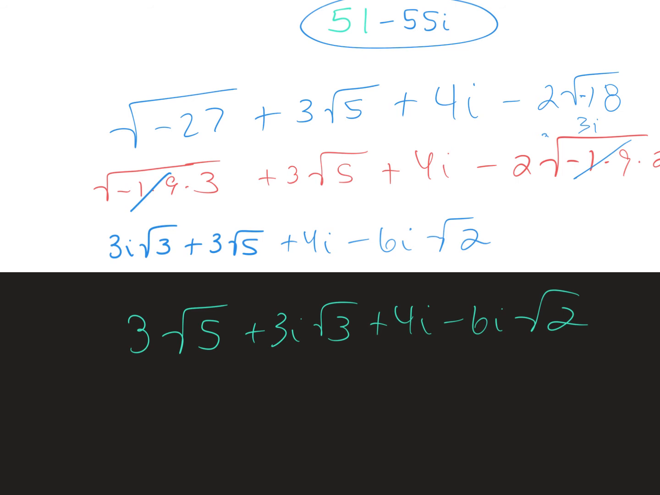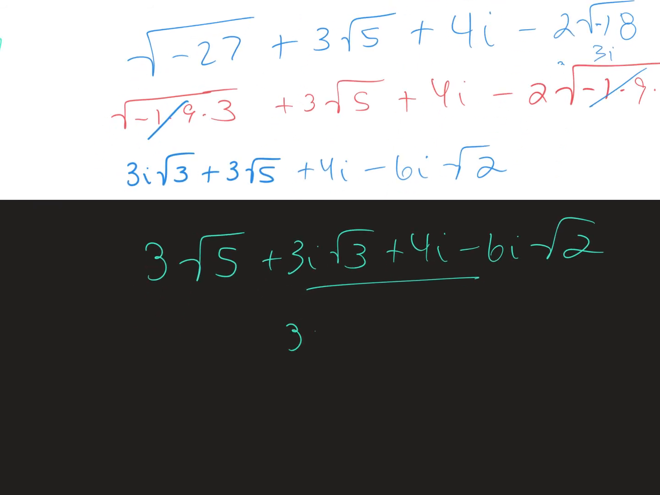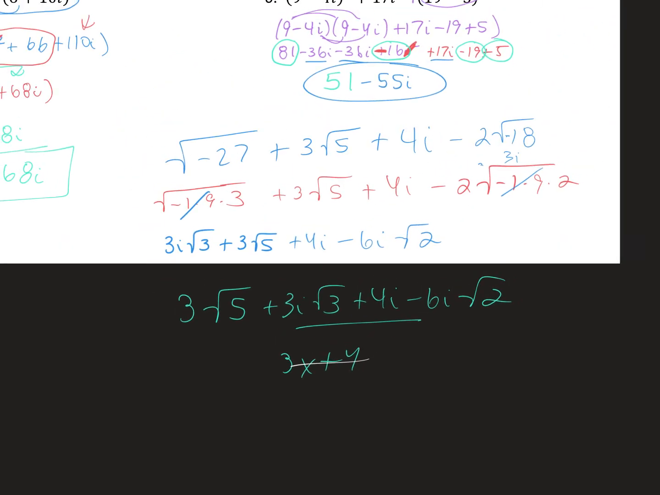Let's say you didn't have the negative 6i, and you only had the rest. Could you combine the 3i squared, the 3i and the 4i? If it was just 3i and just 4i, yes. But that's like saying 3x plus 4. You couldn't put those together, right? Same exact thing. Good question.